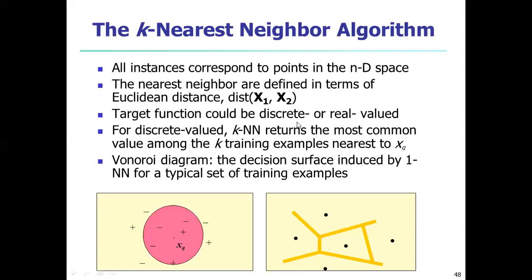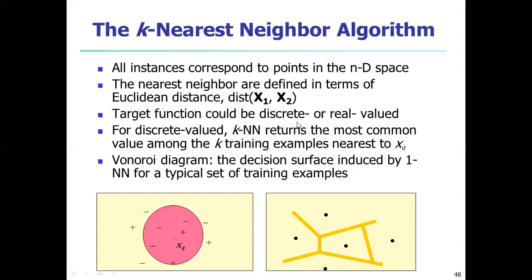This helps to prevent attributes with initially large ranges, such as income, from outweighing attributes with initially small ranges. So this prevention stops the overweighting of attributes such as income.